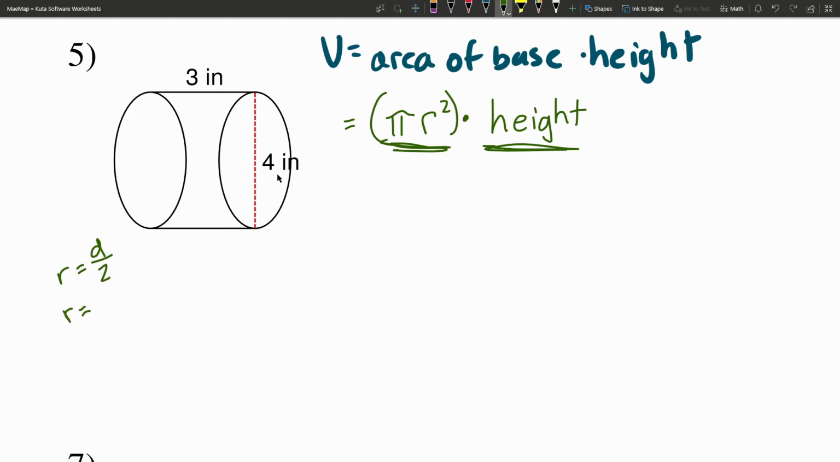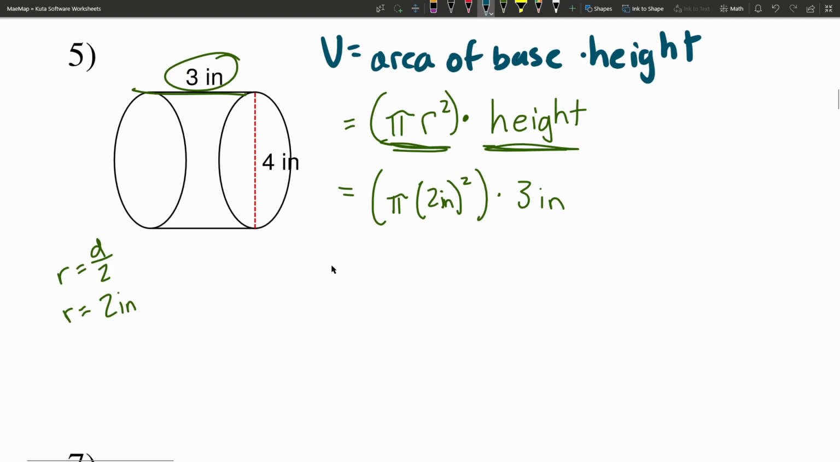So r in this case is 4 inches divided by 2, which is 2 inches. So filling out the area of our base, we have pi times r squared, which is 2 inches squared, and that gets multiplied by the height of our figure, which is 3 inches. Now let's finish calculating this out. 2 inches squared, 2 squared is 4, so we have 4 inches squared times pi times our 3 inches.